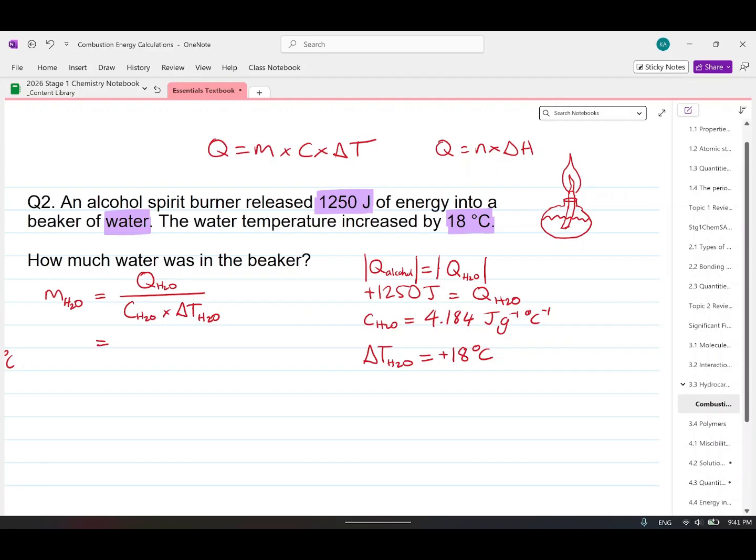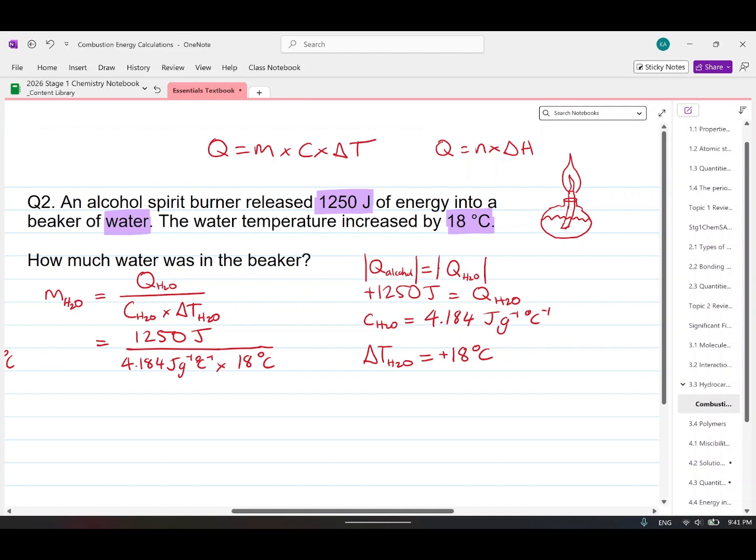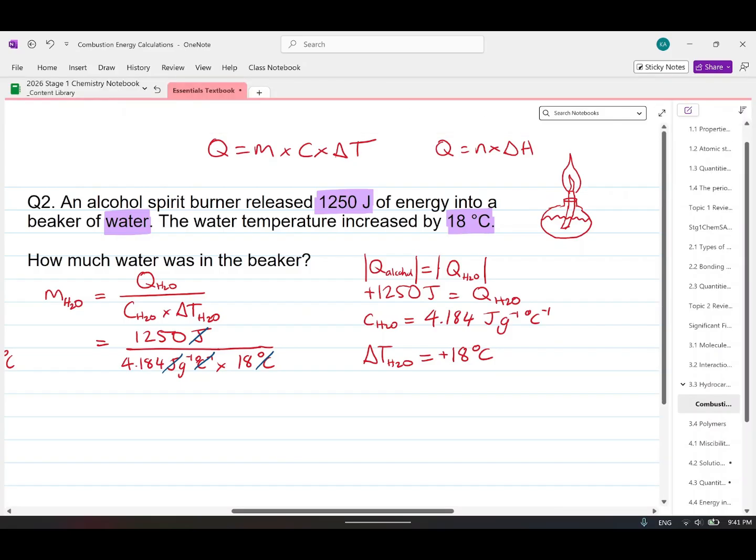So if we put these values in, we have 1250 joules divided by 4.184 joules per gram per degree Celsius times 18 degrees Celsius. Now again, just to make sure that we've used the right units everywhere, we have joules divided by joules. Here we have degrees Celsius times per degree Celsius. That leaves us with per gram on the denominator, the bottom, which will end up on the top. So again, I'll just put this onto the calculator that I have on a different screen.